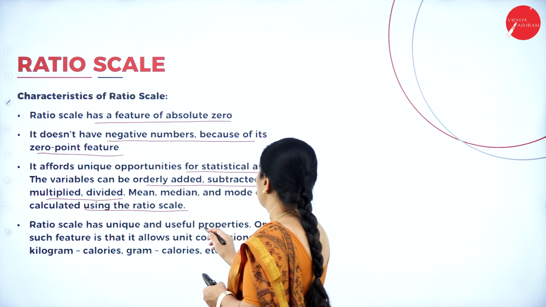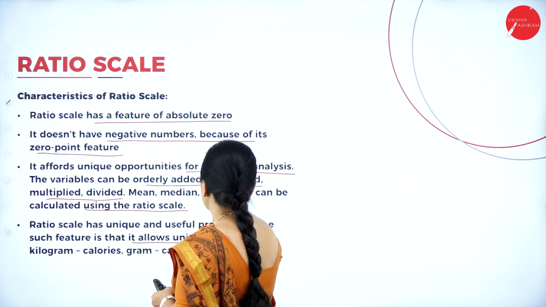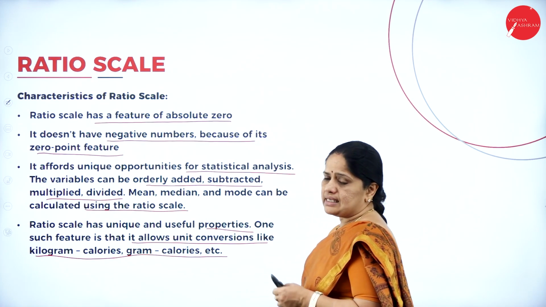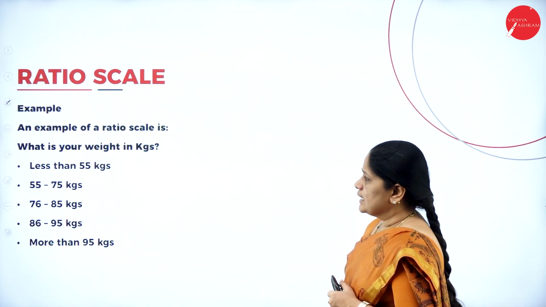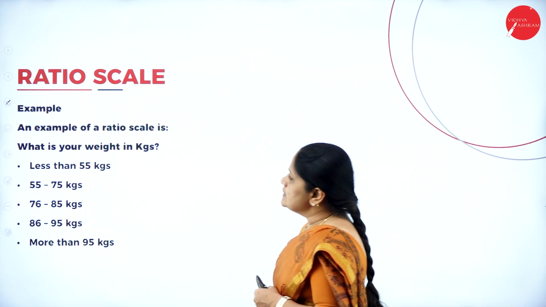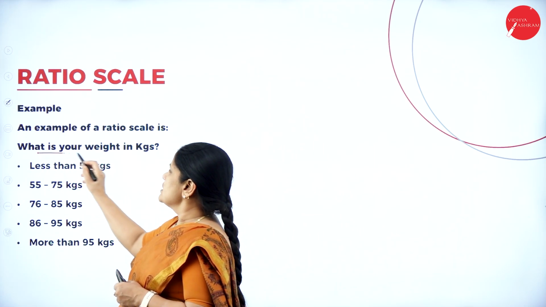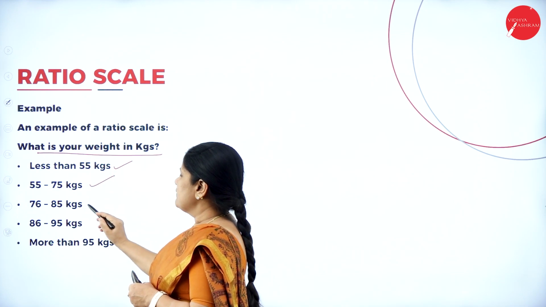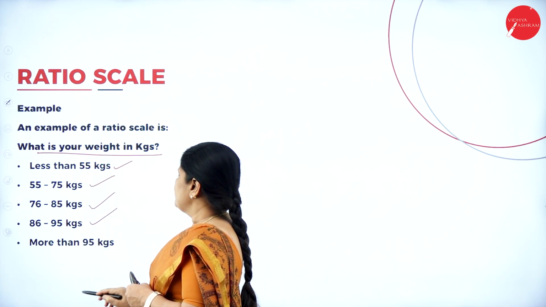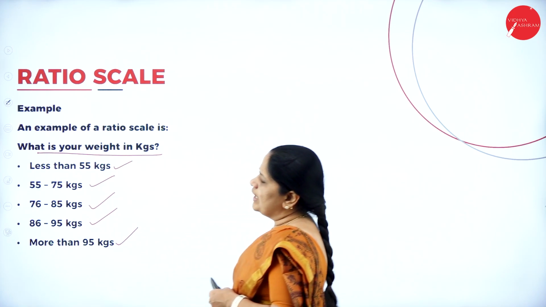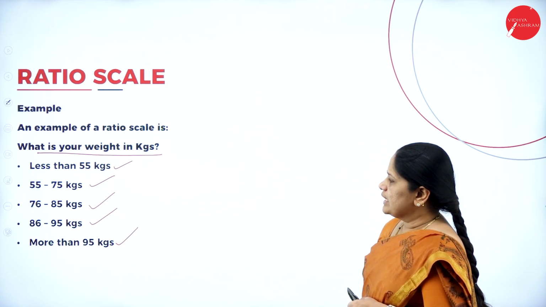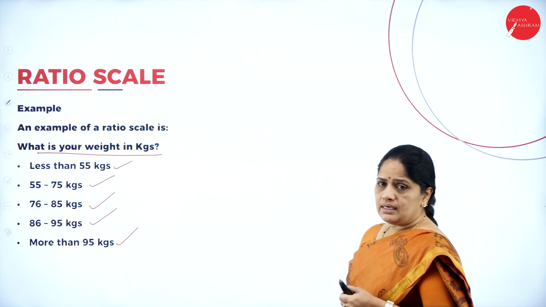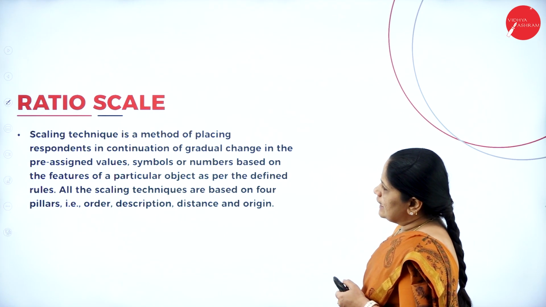It has unique and useful properties. One such feature is that it allows unit conversions like kilogram to gram, calories, etc. Then, an example of the ratio scale: suppose the question asked is, what is your weight in kgs? You can answer less than 55 kgs, 55 to 75, 75 to 85, 85 to 95, more than 95 kgs. In this kind of ratio scale, you just mention the absolute numbers, and in this way we can collect the data.